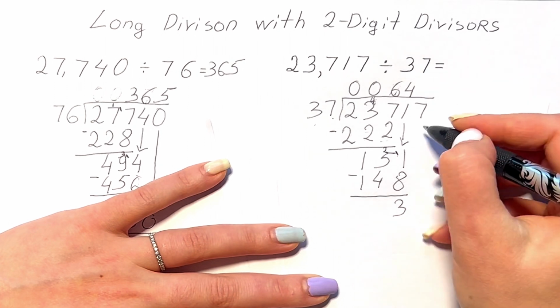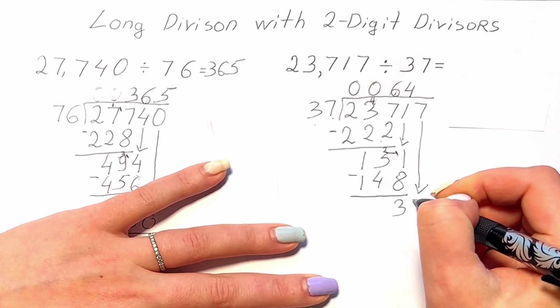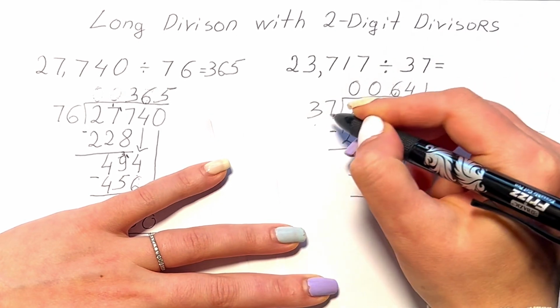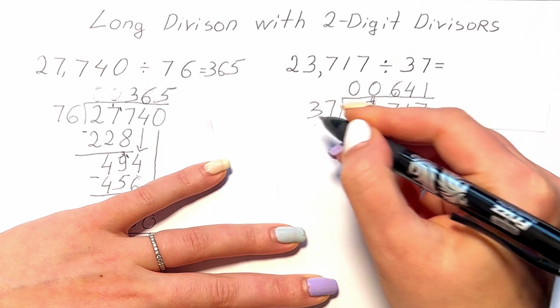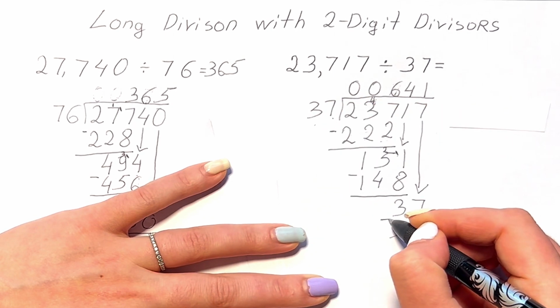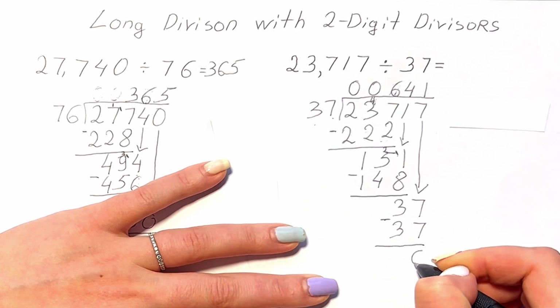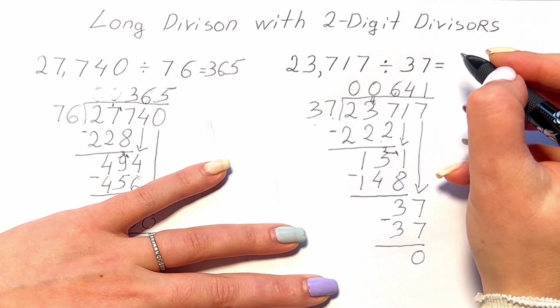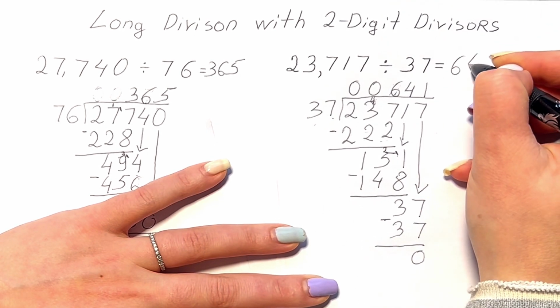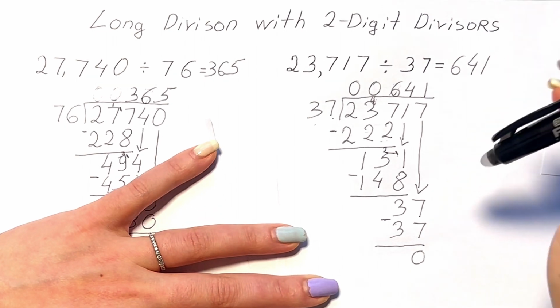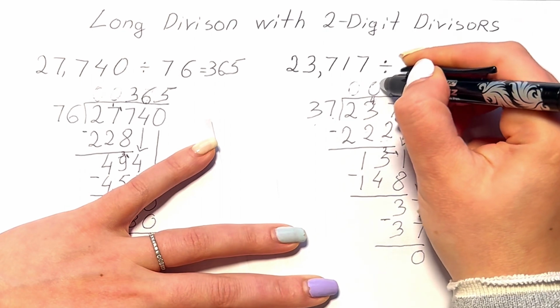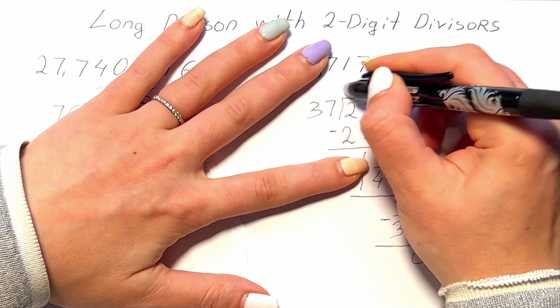Let's bring down the last digit, which is 7. So 37 goes to 37 1 times. 1 times 7 is 7. 1 times 3 is 3. We check it. Now we're going to subtract to get the remainder. Okay, done. So 23,717 divided by 37 is equal to 641. Don't forget to erase the zeros because number never can start with 0.